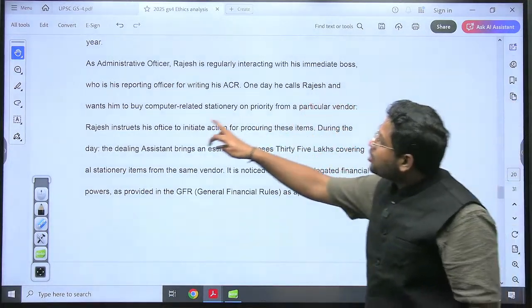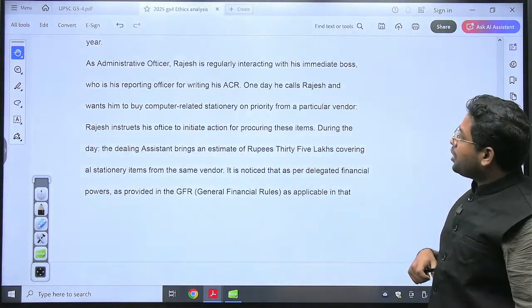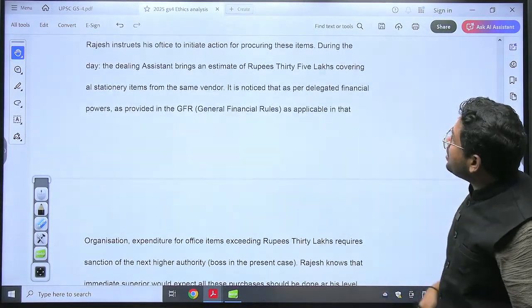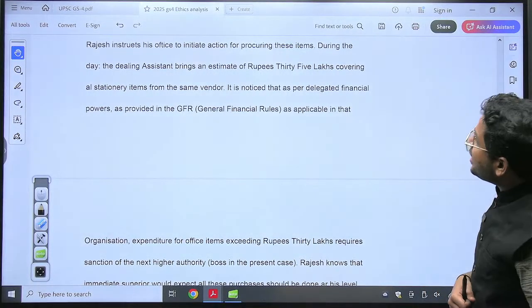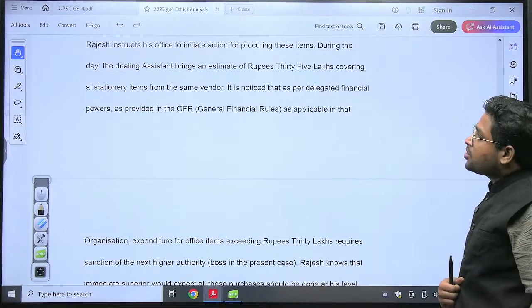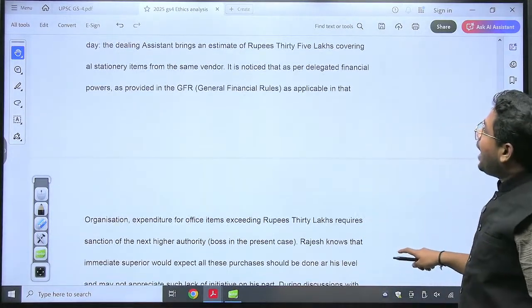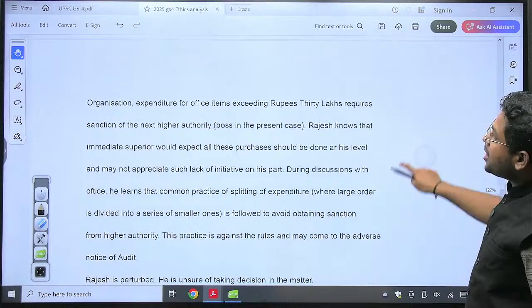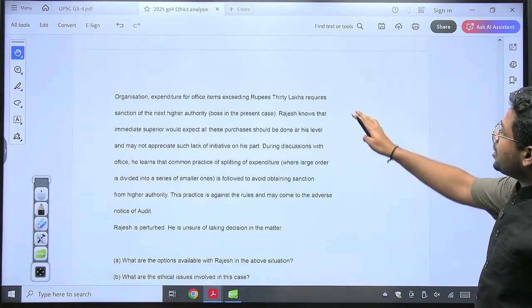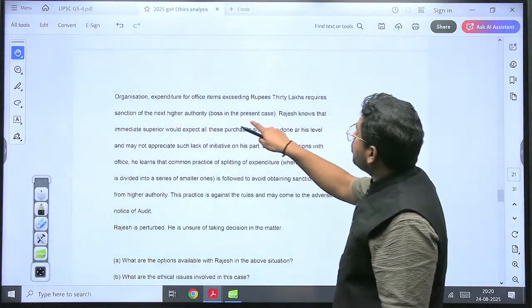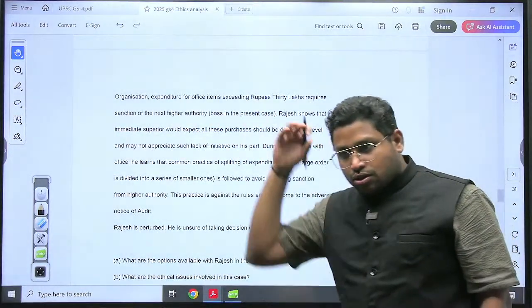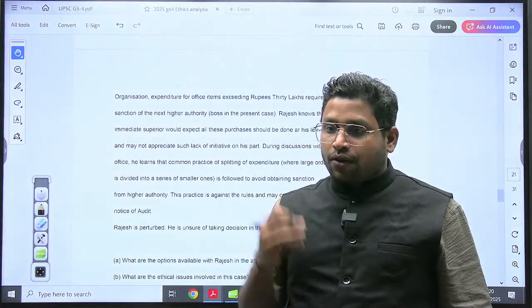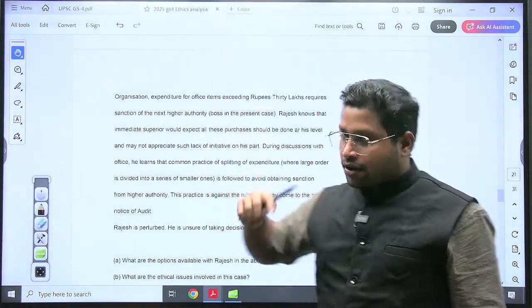One day he calls Rajesh and wants him to buy computer related stationery on priority from a particular vendor. Rajesh instructs his office officer to initiate action for procuring these items. During the day, the dealing assistant brings an estimate of rupees 35 lakh covering all stationery items from the same vendor. It is noticed that as per delegated financial powers as provided in GFR as applicable in that organization, expenditure for official items exceeding this much amount needs next higher authority sanction. So that means this boss has said, take this action, buy this something, 35 lakh rupees. Rules say if you are buying this much, you need to take permission of higher authority, right?